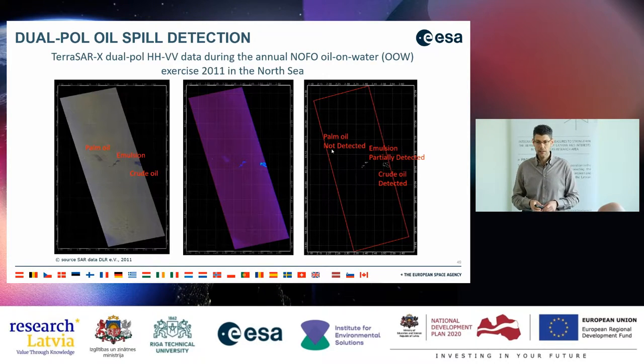So this experiment is done annually by the Norwegian institution NOFO. Don't ask me the acronym right now, I don't remember. But they do it in the North Sea. Basically, they are training themselves to be prepared for when an accident happens. So they intentionally put some oil, in this case palm oil, and then they go with the boat and train, like you train in an emergency case.